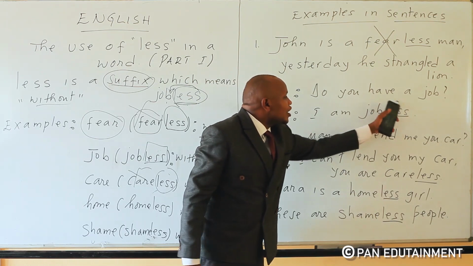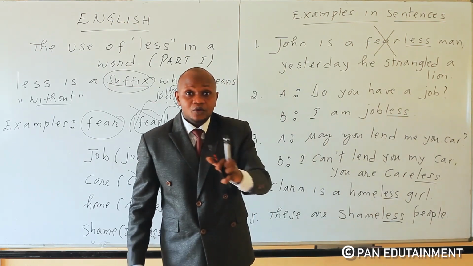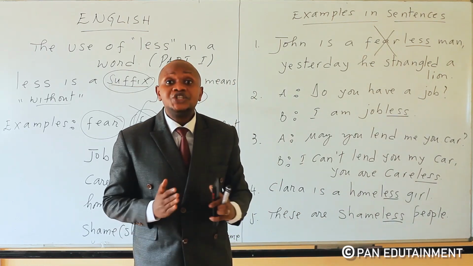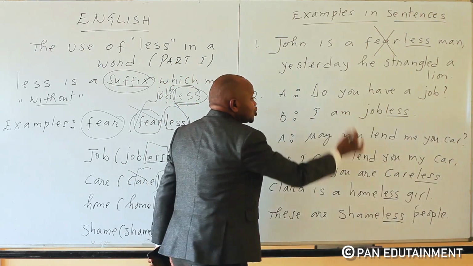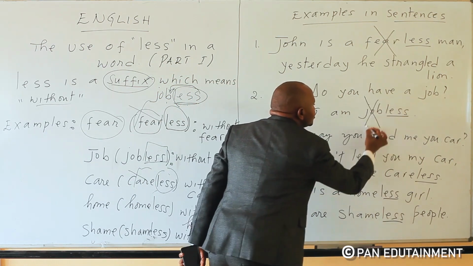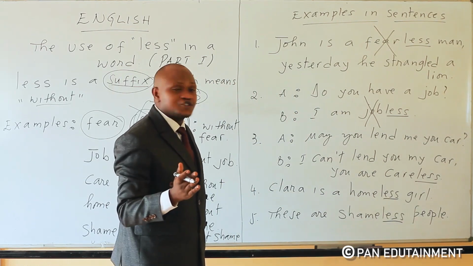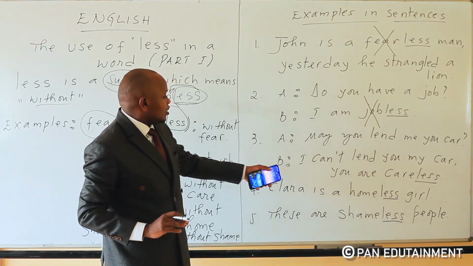Umuntu utagira akazi. She is a jobless woman. Uriya mugore abayeho nta kazi agira. She is a jobless woman. Jobless is someone who doesn't have a job. Icyo gihe, when you say you are jobless, you don't have a job that time. Nta kazi uba ufite icyo gihe. Jobless. Good. Number 3, you can say we are on careless.